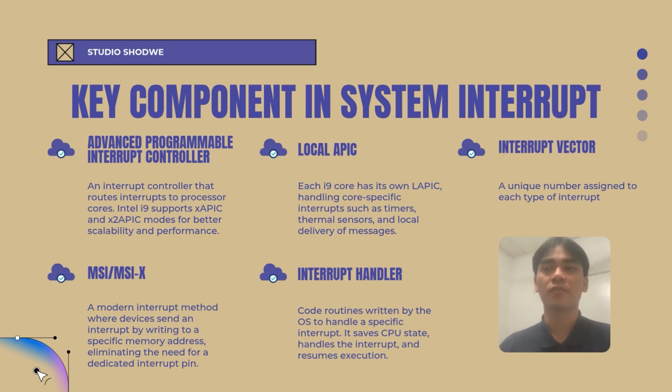The third one is the interrupt vector, a unique number assigned to each type of interrupt. The fourth one is MSI or MSI-X, a modern interrupt method where devices send an interrupt by writing to a specific memory address, eliminating the need for a dedicated interrupt pin. And the last one is the interrupt handler. Code routines written by the OS to handle a specific interrupt. It saves the CPU state, handles the interrupt, and resumes execution.